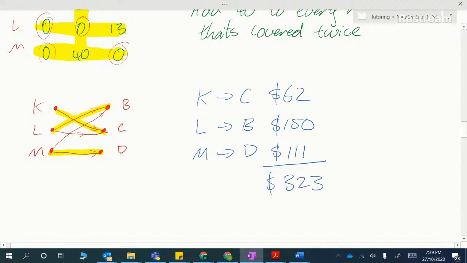We get 323. So if you tried every single possible combination, this would always end up being the cheapest way to do it. So we call that the optimal allocation. Okay. So that's the Hungarian algorithm.